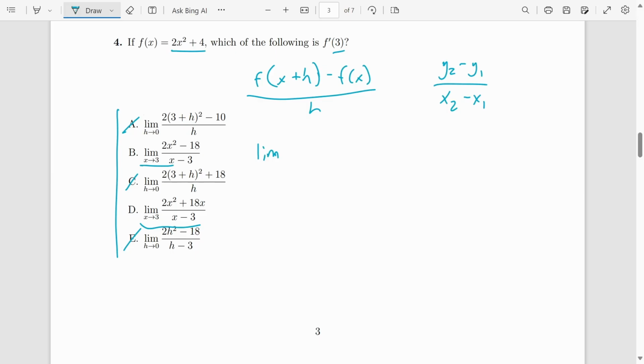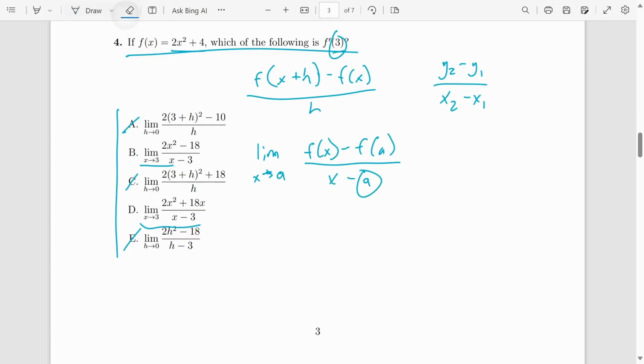So what I mean by that and how we're going to set this up is we're going to do the limit as x approaches a. I want to show the general variant of how you'd set this up, and then we can go in and plug in the values after that. So this is going to be the limit as x approaches a of f of x minus f of a all over x minus a, where a is the value that you're evaluating this at.